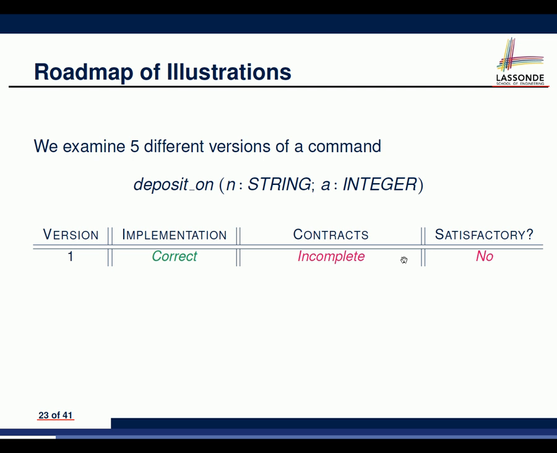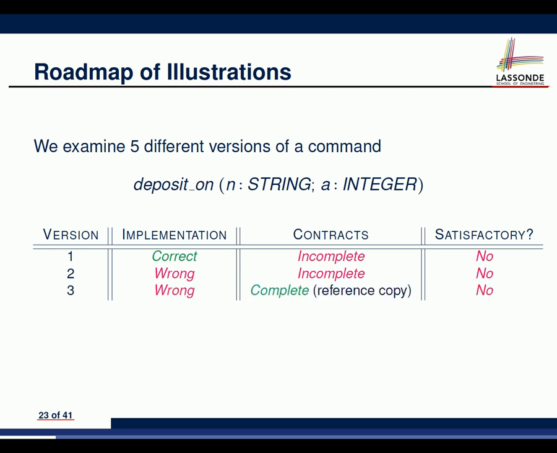In version number 2, we'll still keep the incomplete contracts over there, but we're going to modify the implementation so that it is wrong. However, the wrong implementation is not going to make the incomplete contracts unhappy. That's also not right. As we said before, if the implementation is wrong, there's got to be some postcondition violation occurring at runtime. If there's none, that means something is wrong.